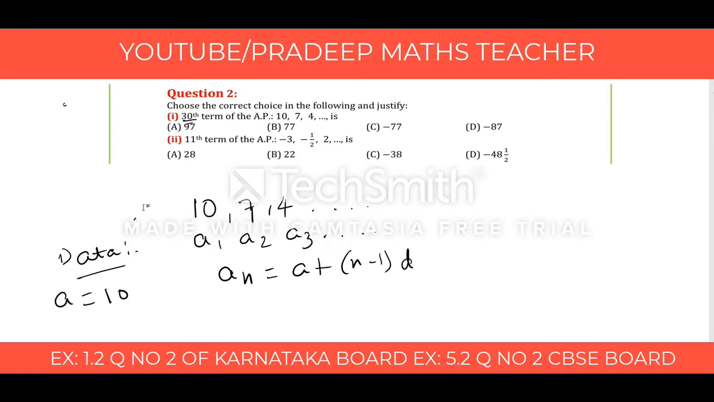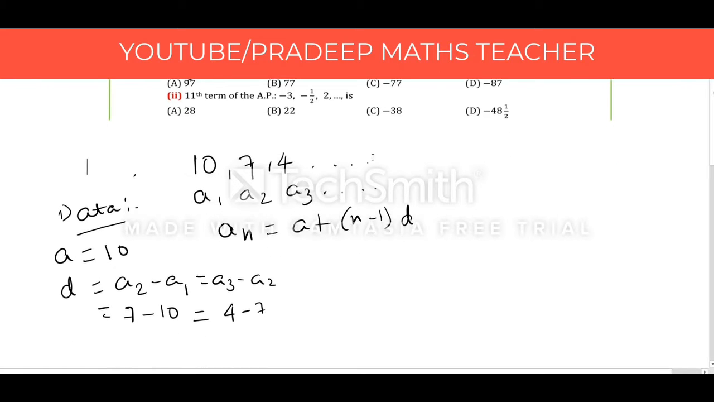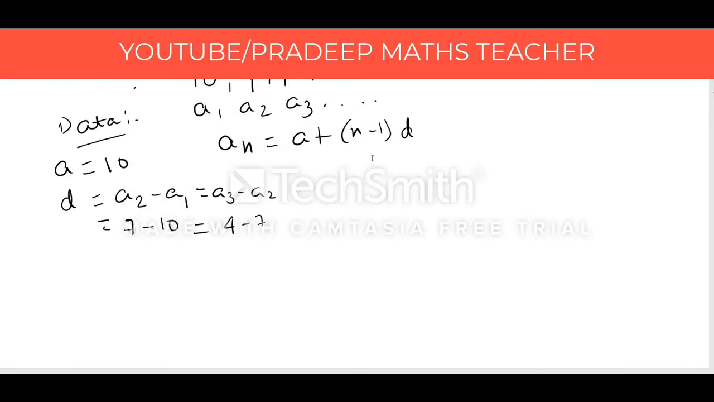Now the second data we need is the common difference. The common difference formula is A2 minus A1 equals A3 minus A2. Now apply the data to this formula. A2 is 7 minus A1 which is 10, equals A3 which is 4 minus 7. Simplified, 7 minus 10 is minus 3, and 4 minus 7 is also minus 3. If the common differences are the same, then the terms are said to be an AP, as I said in my last introduction video.